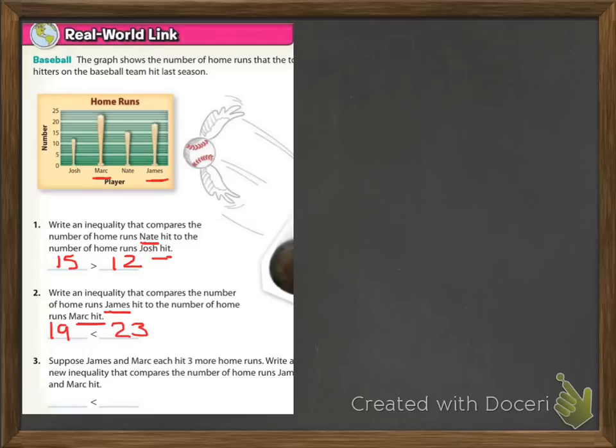Okay, and on the last one, let's go ahead and erase what we've done up here. And then on the last one, it says, suppose James and Mark each hit 3 more home runs, okay? So that means that James would be at 20, 21, 22, and Mark would be at 24, 25, 26, okay? Write a new inequality that compares the number of home runs James and Mark hit. So notice the one on the left has to be the one that's less than. So James is still less than. So 22 is less than 26.